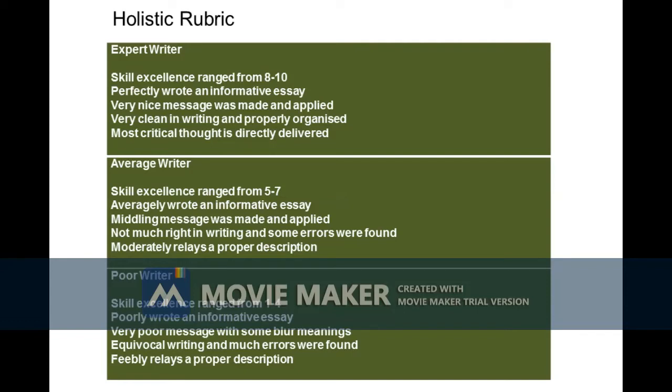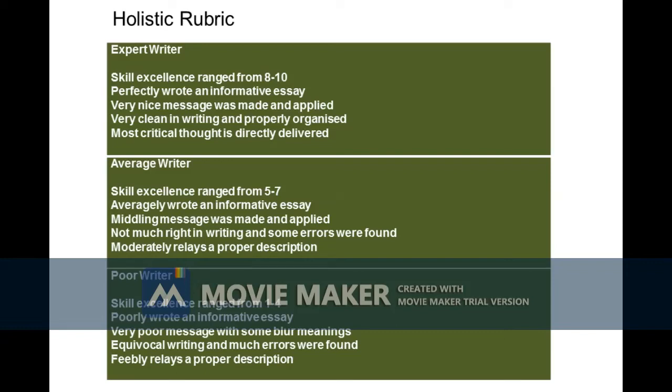Now, for the average writer, which is just medium, not so good. It shows a skill excellence range from 5 to 7 in score. Averagely wrote an informative essay. A middling message was made and applied. Not much right in writing and some errors were found. Lastly, moderately relays a proper description. That's the average writer, which is at a medium level of how good the pupils are.